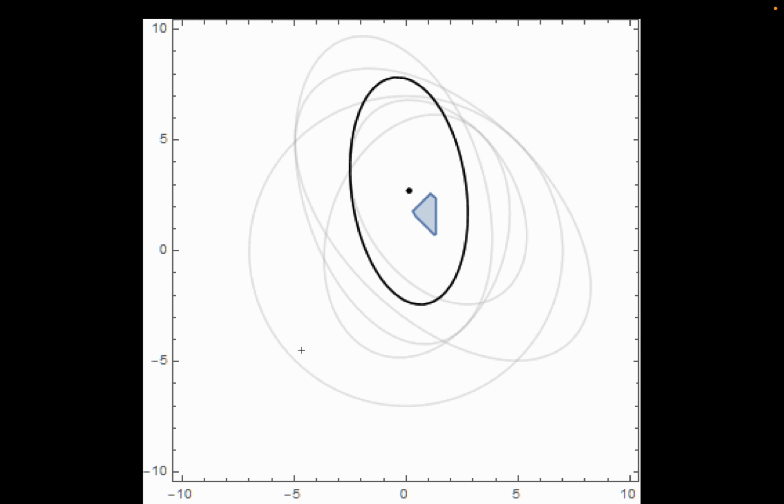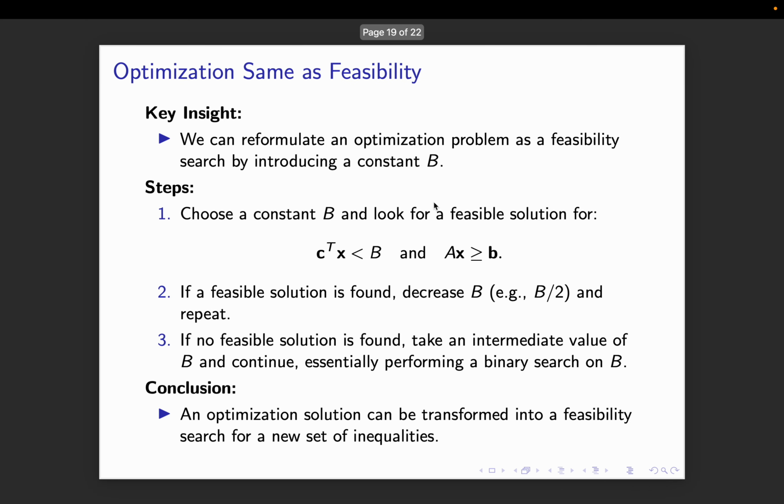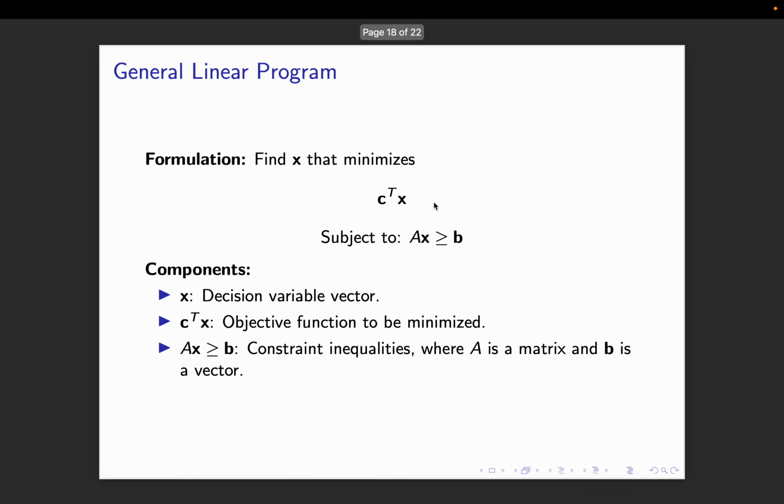Oh, so close. Cut it into half again, form another ellipse. Again, very close but not quite. Cut it into half again, form another ellipse, and now we have landed inside the polytope. So now I can conclude that, okay, I am inside the feasible region, so there must be a feasible solution, and keep doing it again and again, with this binary search idea.